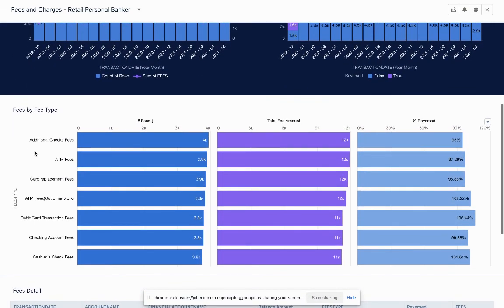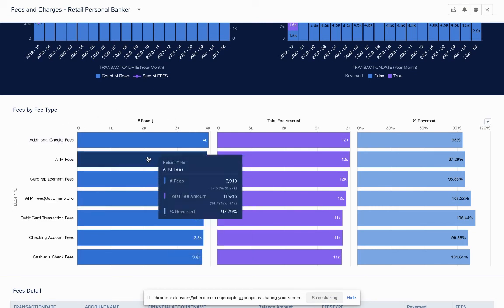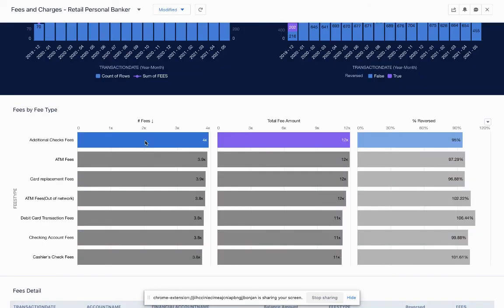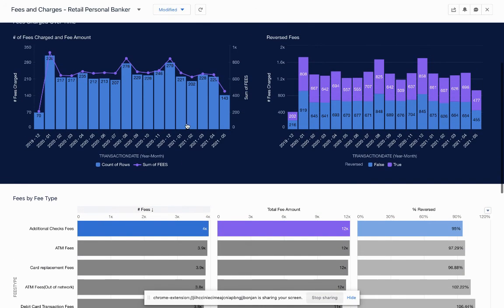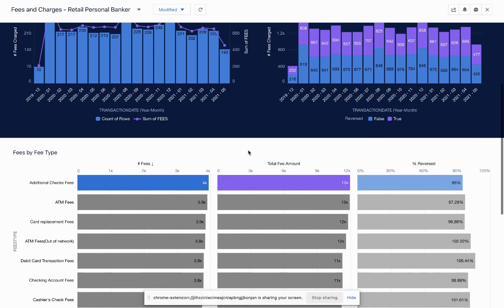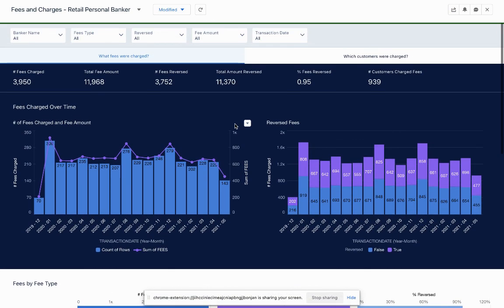And here, lastly, fees by fee type. So if I want to take a look at the additional check fees, it is now going to filter up here as well to reflect that fee type. So a lot of dynamic functionality happening in this dashboard that allows you as a consumer retail banker to take charge of the customers within your book of business.